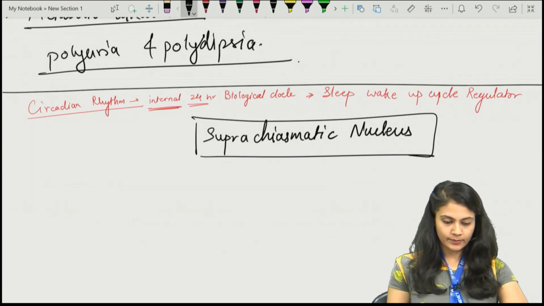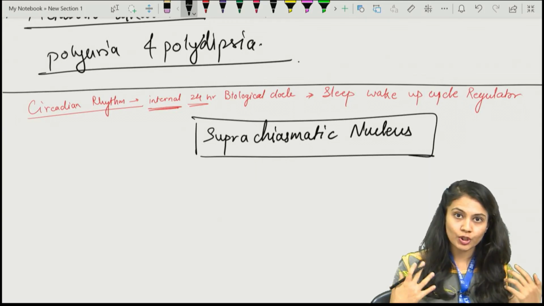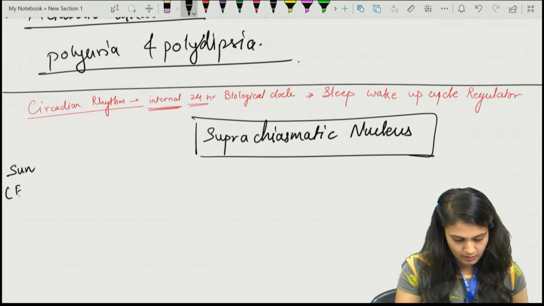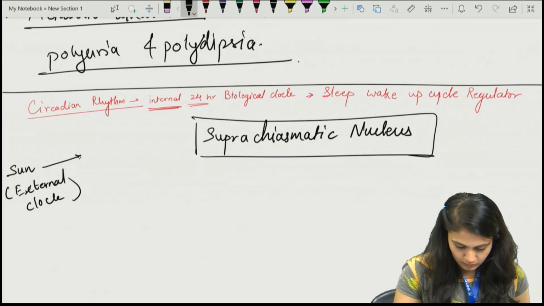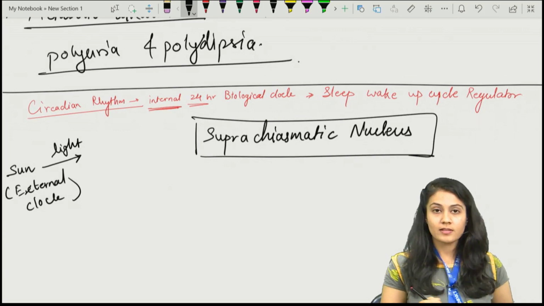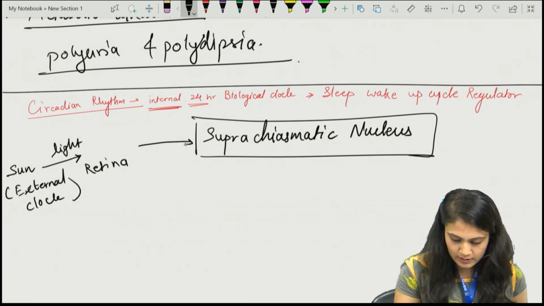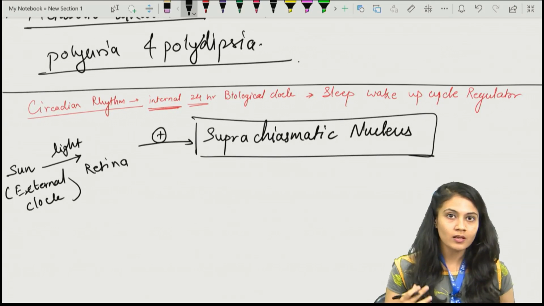So how does it act? What happens if the sun is there? That is the external clock. The sun causes light to fall on our eyes, on our retina specifically. That will stimulate the suprachiasmatic nucleus, and we get to know that it is daytime.